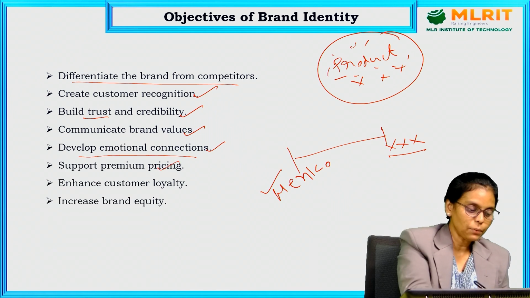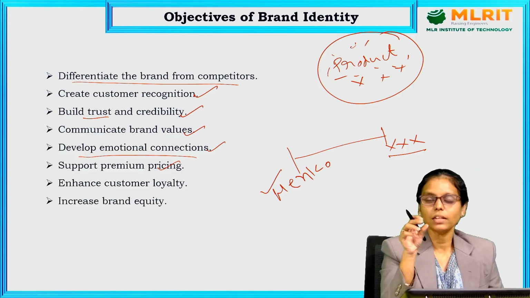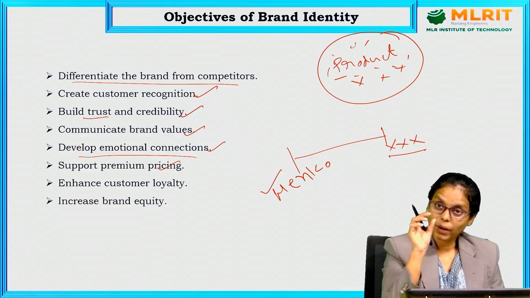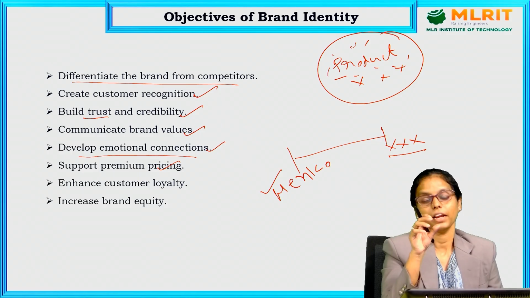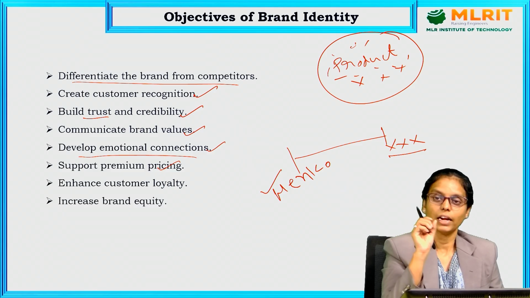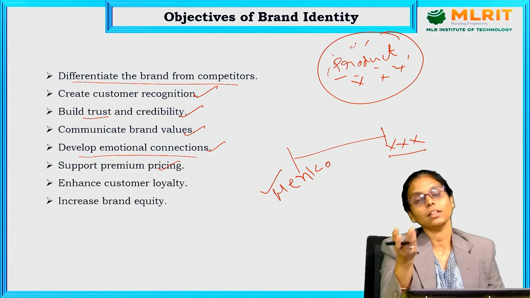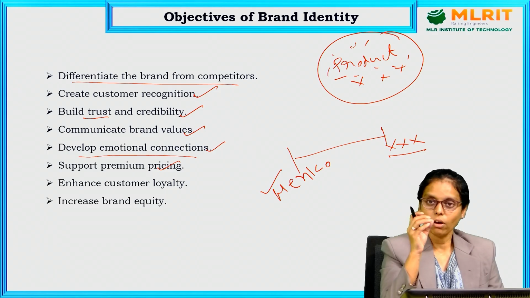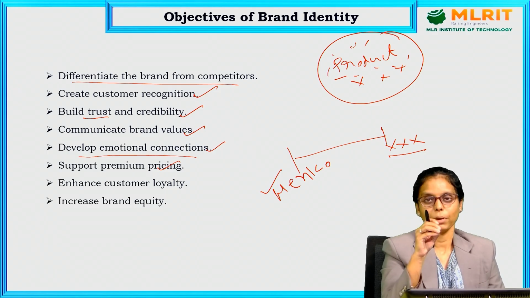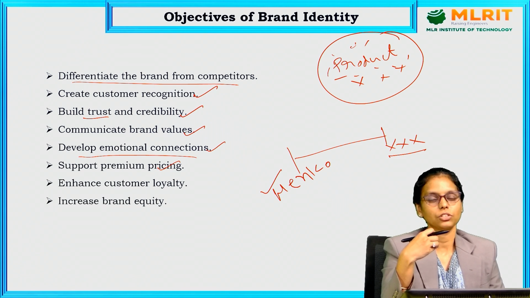The next one that we have is support premium pricing. When your product is reputed in the market, and a brand identity has been created with a reputation among the reputed brands, then even if we are selling the product at higher prices, the customers will still accept that, because there is an identity for your brand. With that identity, they'll accept even the premium prices that we are charging them.